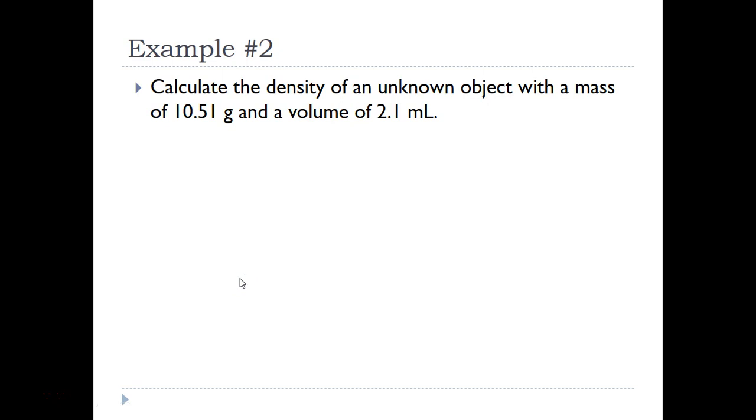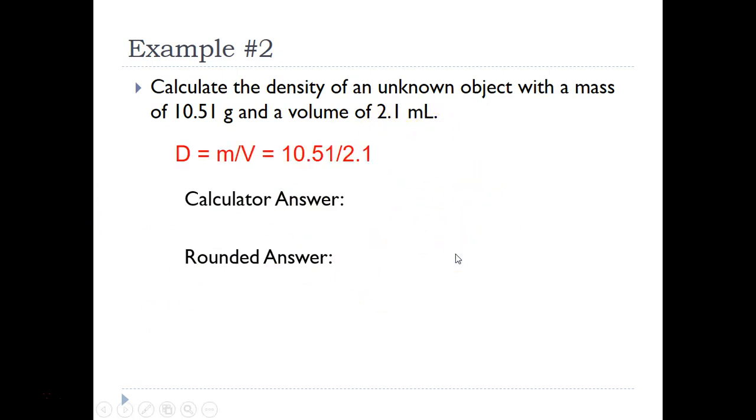Here's an example calculating density. Take a moment and pause the video, see if you can calculate the density, and report your answer to the correct number of significant figures. Alright, so density is mass divided by volume. 10.51 grams is a mass, and 2.1 milliliters is a volume. So we'll divide the mass by the volume, and when we put it in our calculator, we get 5.005 grams per milliliter.